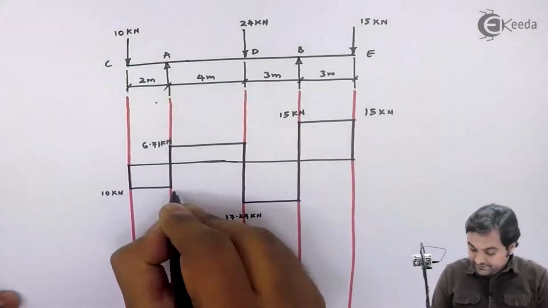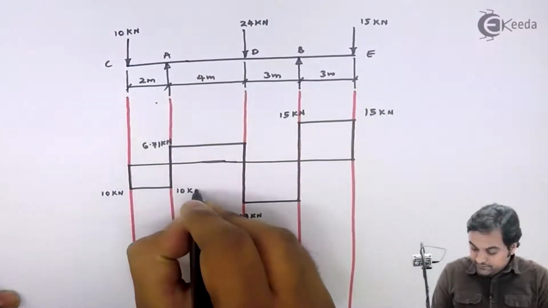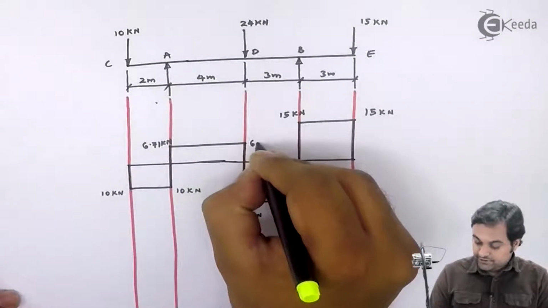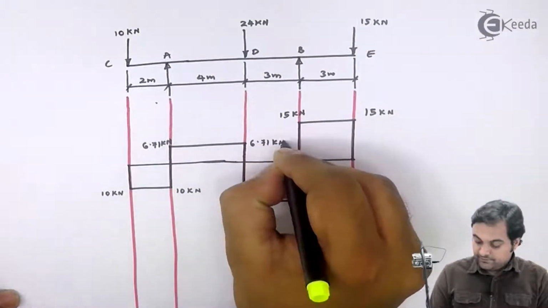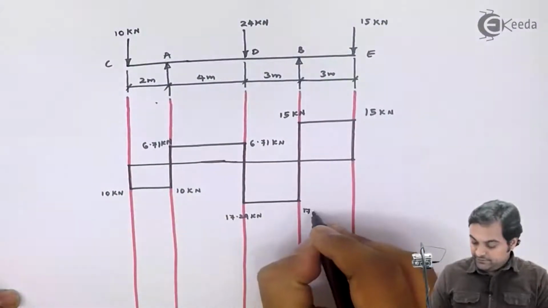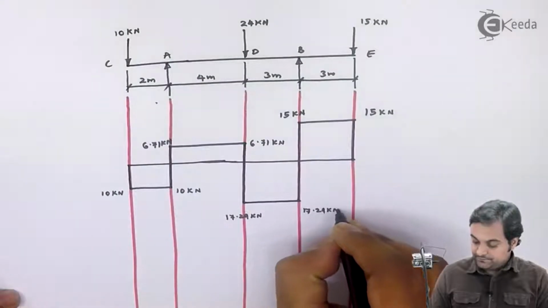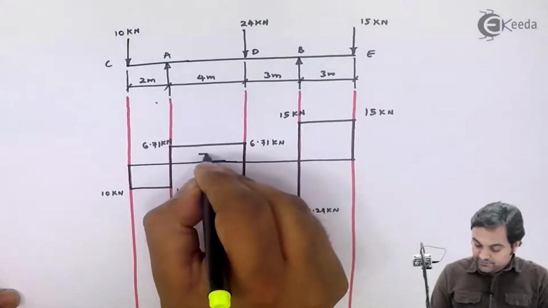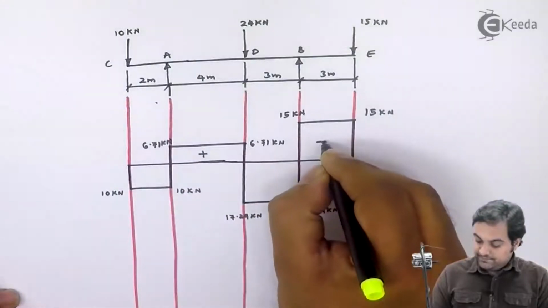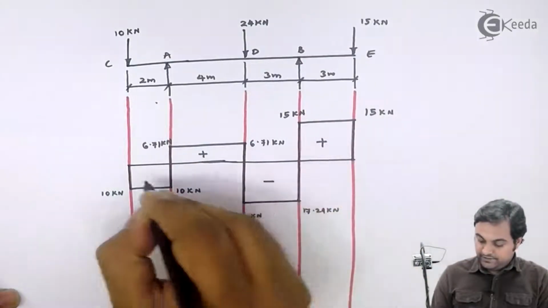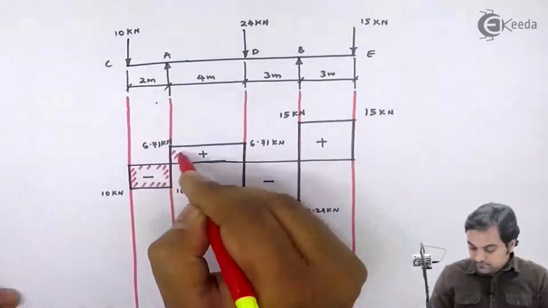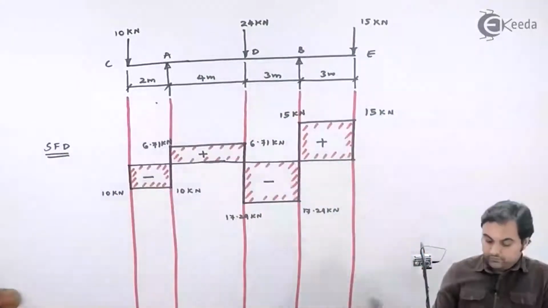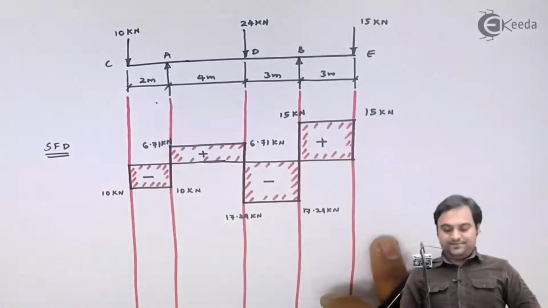I can write 10 here also, 10 kilonewton. This 6.71 kilonewton remains constant. So 6.71 kilonewton. Here I have 17.29 kilonewton. And this 15 kilonewton is constant. Positive sign above the line, negative below the line. So this completes my shear force diagram.